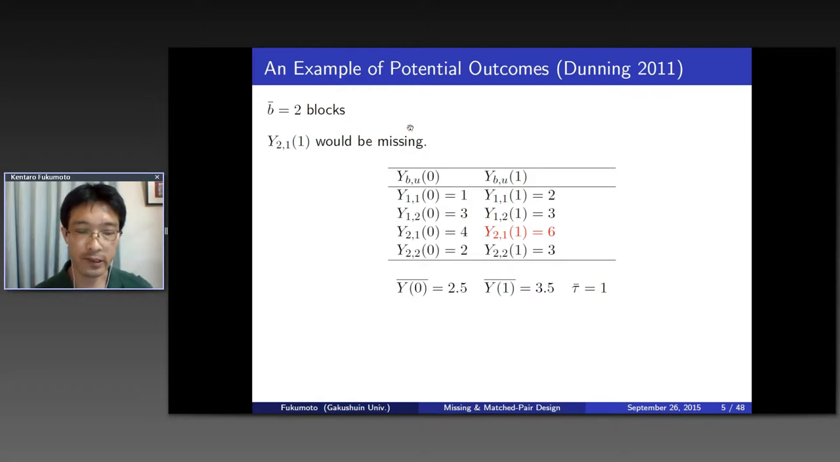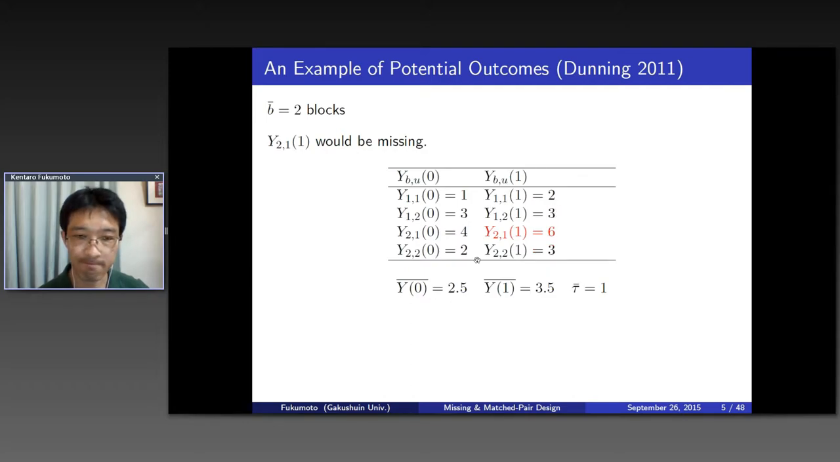In order to give you a sense of where the problem is, I give you the simplest example, which Dunning originally described in his 2011 paper. There are two blocks, and in this table each row represents a unit. The first two rows belong to the first block, and the third and fourth rows belong to the second block. The third row represents the first unit of the second block, and the fourth row shows the second unit in the second block. The left half shows the potential outcome for control, and the right half shows the potential outcome for treatment.